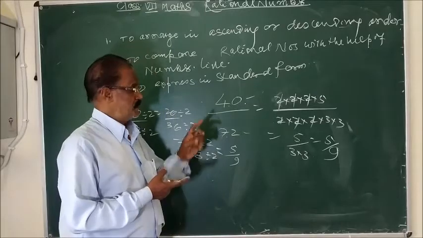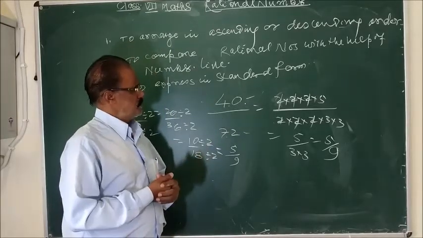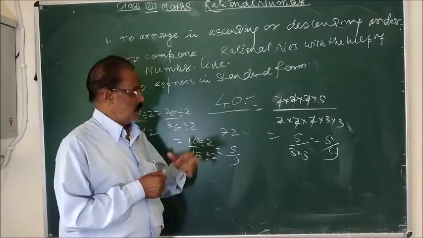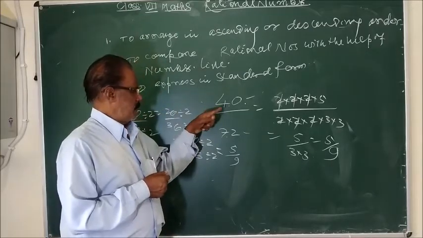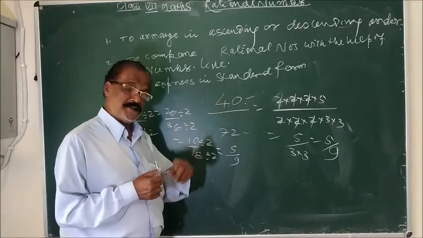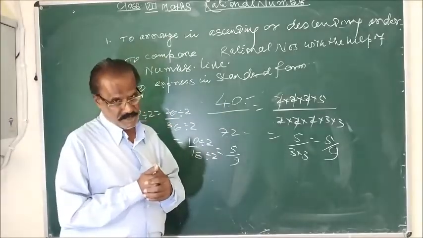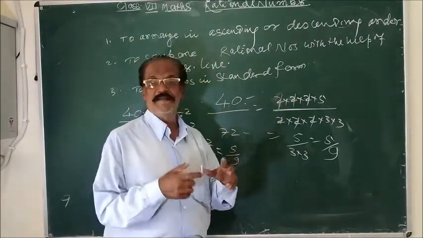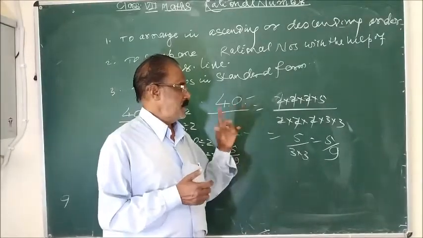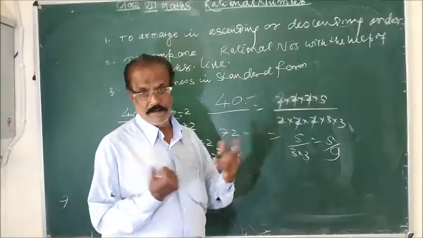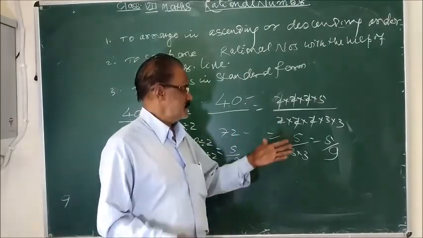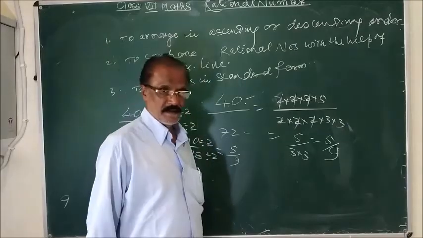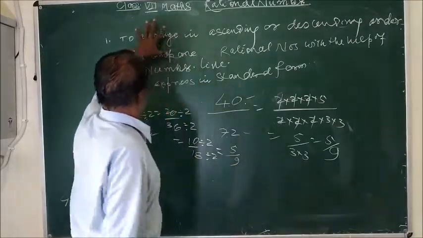So I repeat this method. How will you express a given rational number in a standard form? We find the prime factors of the numerator and denominator of the given rational number, and now you cancel the common factors, and the remaining you will multiply in the numerator and denominator also. So that will be the smallest form of the given rational number. Understand?